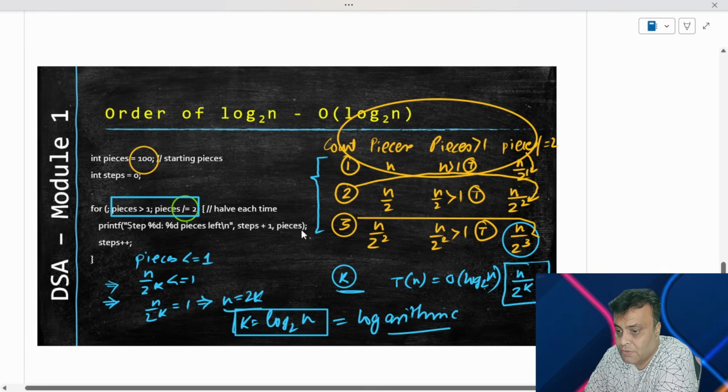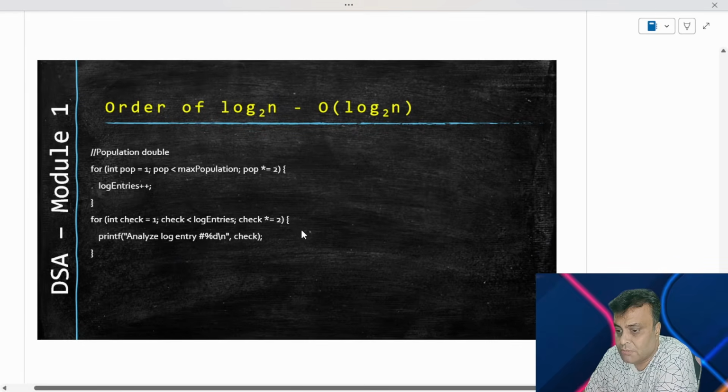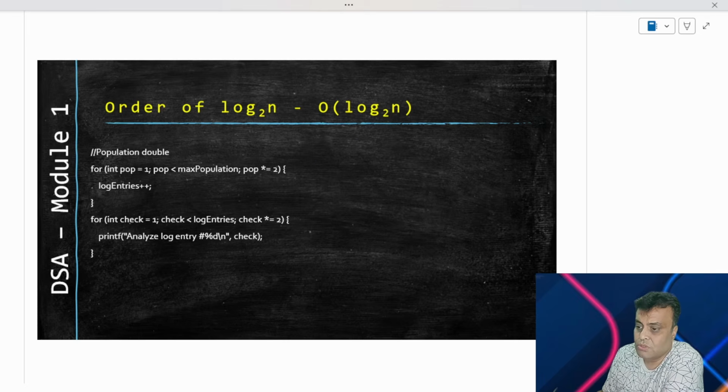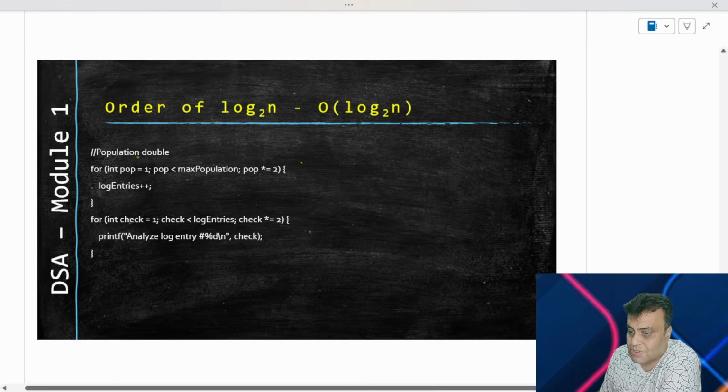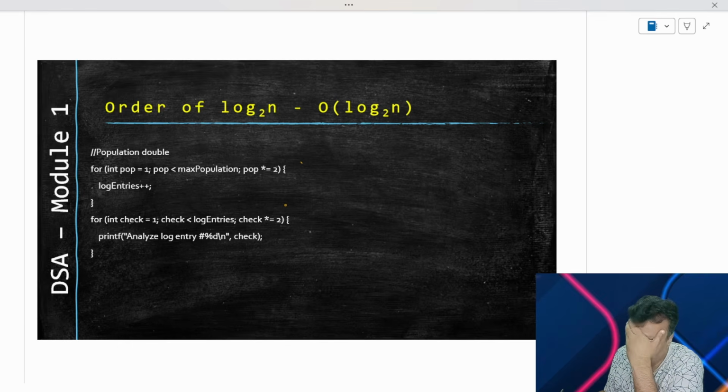Now, if you can understand this, then definitely you will be able to understand this particular puzzle, which has more to do with two logarithmic numbers coming in. So if you see this, we are talking about a population doubling, and then we are randomly logging entries of what the population is on the second loop. So the first loop is doubling the population and logging the entries, and the second loop is randomly checking each logged entry.